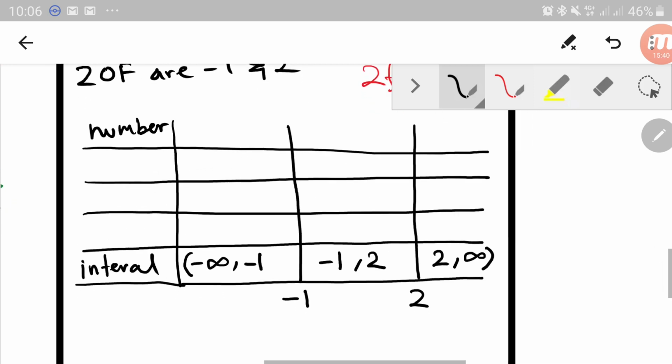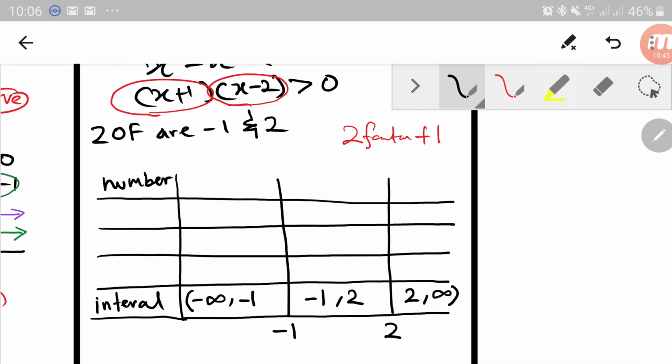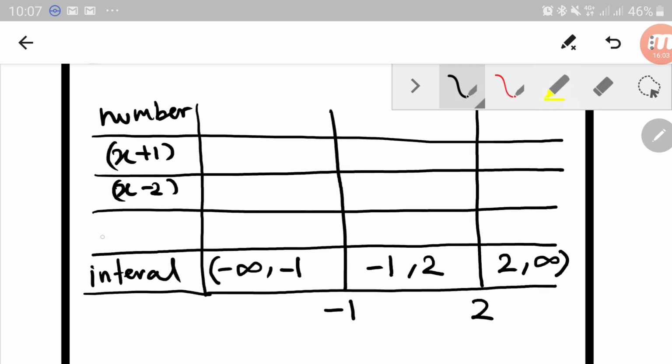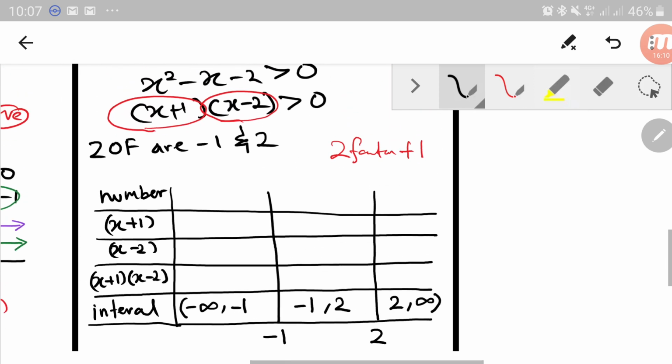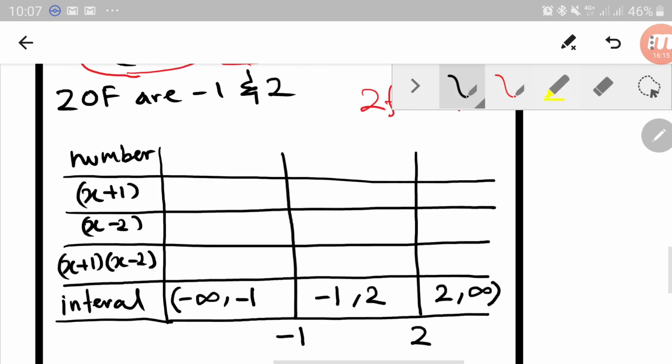Now let's fill up the empty rows. What we need to fill up is the individual factor. So this is for the first one, and that one is for the second one, and the last is the combination of them. So that is why we need one more empty row. So we've done that.